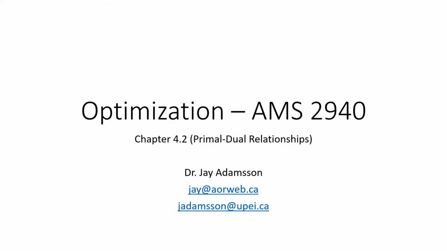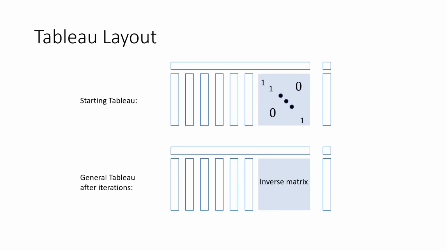This lecture is going to cover section 4.2 out of the book, Primal Dual Relationships. Last time we saw how to create a primal and a dual, or how to create the dual from the primal. Today we're going to delve into some of the connections between them. So let's start by thinking about the tableau.